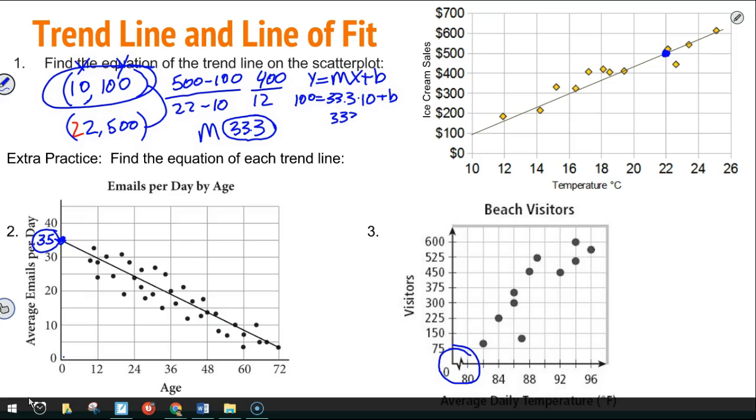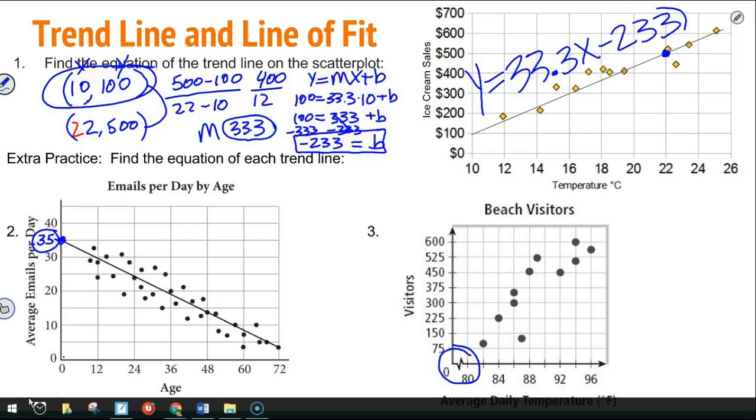33.3 becomes 333 plus b. Minus 333 from both sides, and b equals negative 233. That's my y-intercept. That's going to join my slope to give us the equation y equals 33.3x minus 233. That's the equation of our trend line.